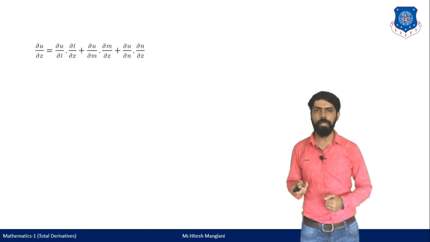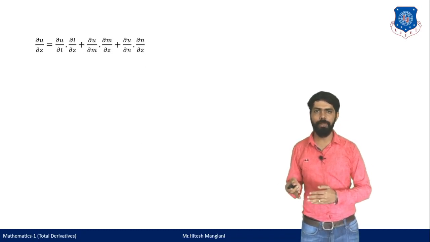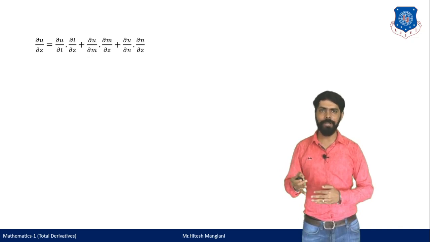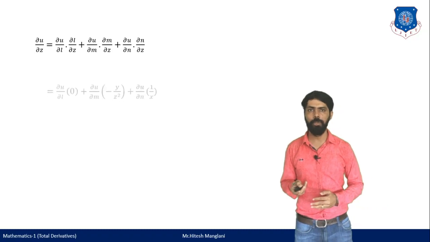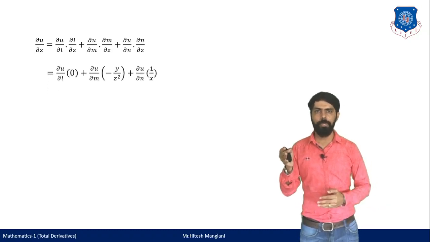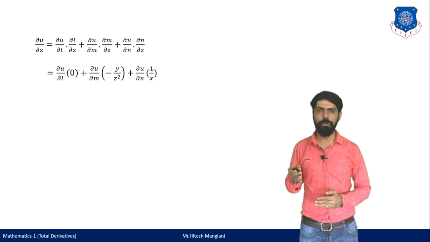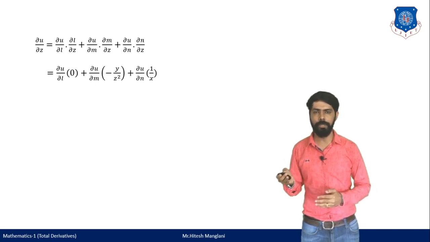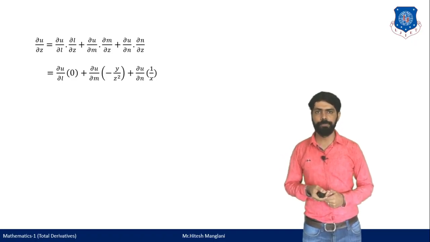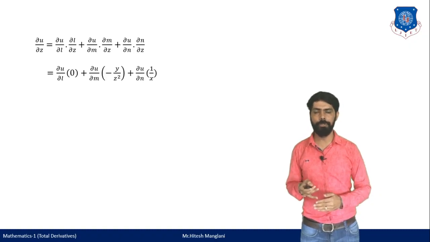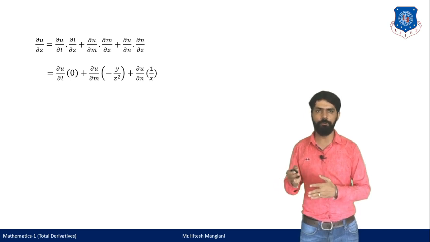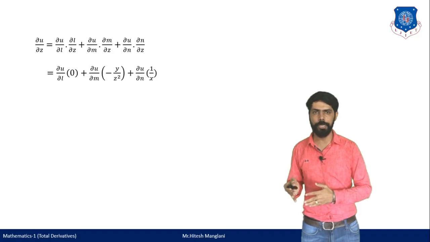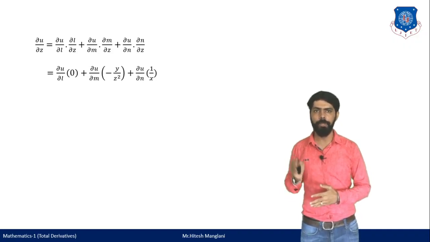Now in the same way we will find del u by del z. So del u by del z will be del u by del l into del l by del z plus del u by del m into del m by del z plus del u by del n into del n by del z. Now del u by del l will be as it is, and we know that l is equal to x divided by y. If we take the partial differentiation of l with respect to z, then x and y are constant, so del l by del z will be 0. Now what is m? It is y divided by z. If we take the partial differentiation of m with respect to z, then y will be as it is, and the derivative of 1 divided by z is minus 1 divided by z square. So this will be minus y divided by z square.